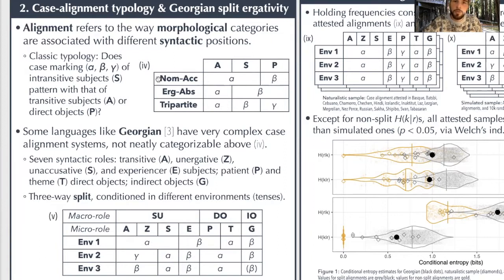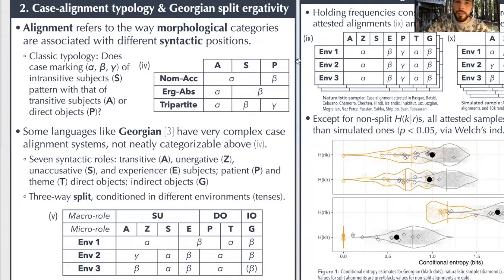In a nominative accusative language, all subjects, A's and S's, pattern the same way. They get case alpha, which we would probably call nominative case, in comparison to direct objects, which get case beta, accusative case. That's not the only way to slice things up, of course. There are also ergative absolutive languages where intransitive subjects and direct objects pattern alike, and a handful of tripartite languages where each of these three syntactic roles gets its own case morpheme.